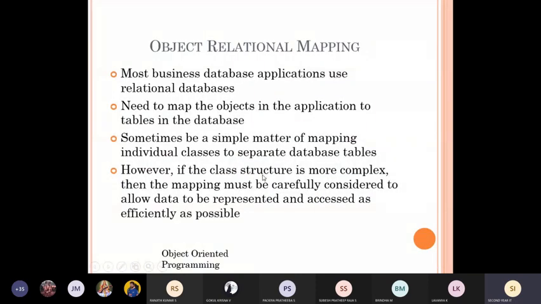This is our next topic, which is called object relational features. Most business database applications are going to use relational databases. So here we need to map the objects in the application to tables in the database. All the applications will contain objects that have to be mapped to tables in the database. Sometimes it can be a simple matter of mapping individual classes to a separate database table. However, if the class structure is more complex, then the mapping should be carefully done, because it has to be accessed in the most efficient manner possible.